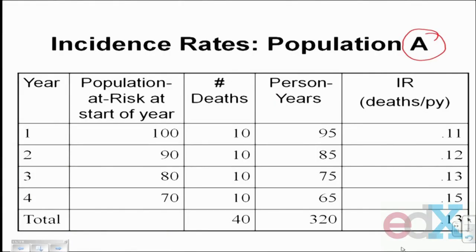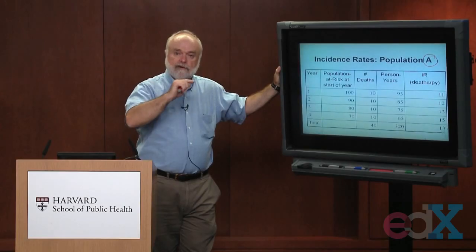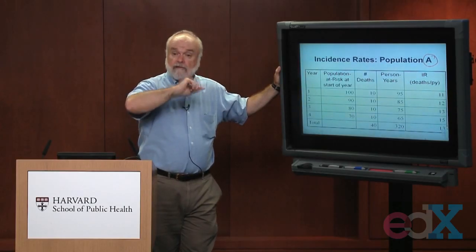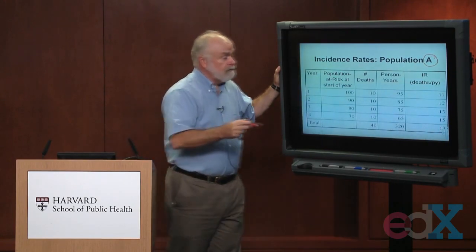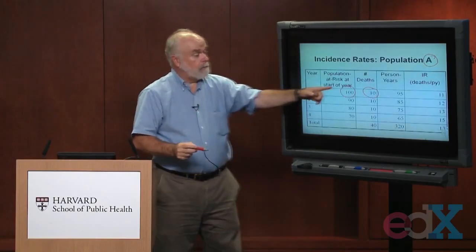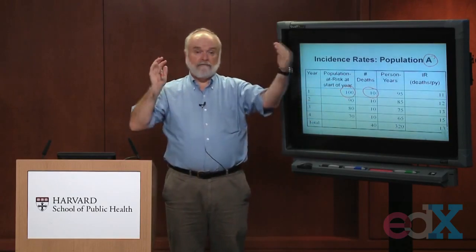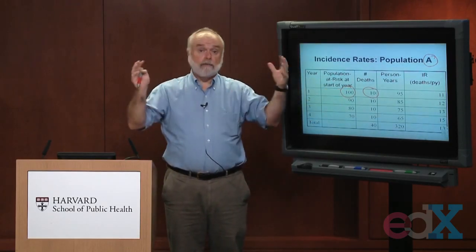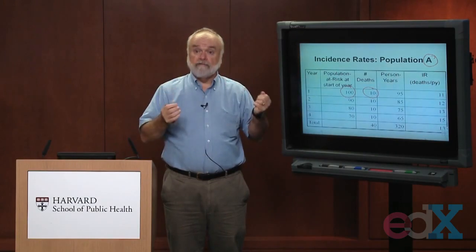Remember, 100 people, 10 people die each year. Let's measure the incidence rate during the first year, during the second year, during the third year, during the fourth year. During the first year, we start out with 100 people, and 10 of them get disease. Let's suppose disease is death. So 90 people don't die. 90 people give me a full year of follow-up. 90 person years altogether among the survivors.